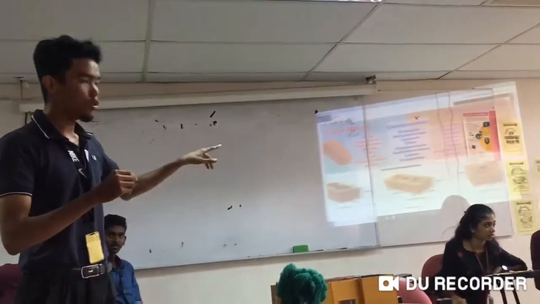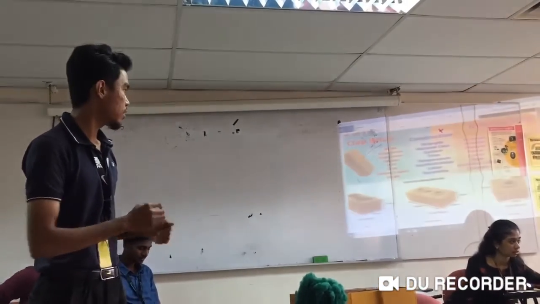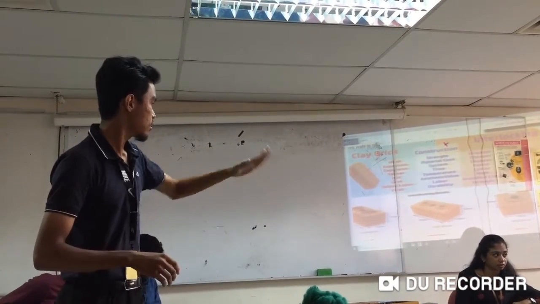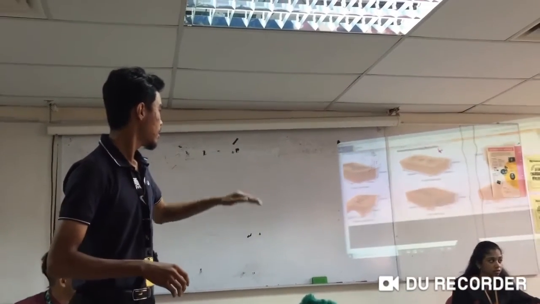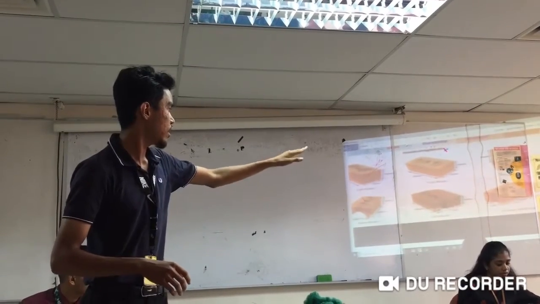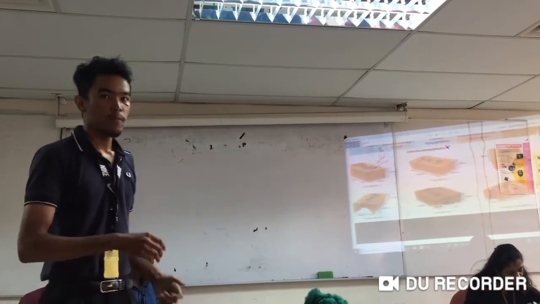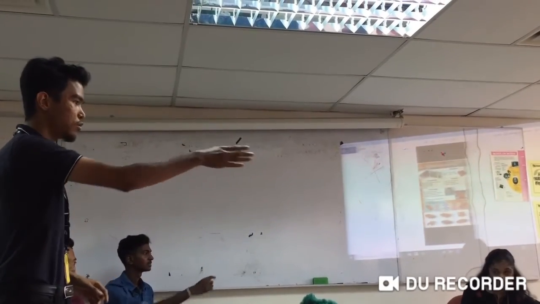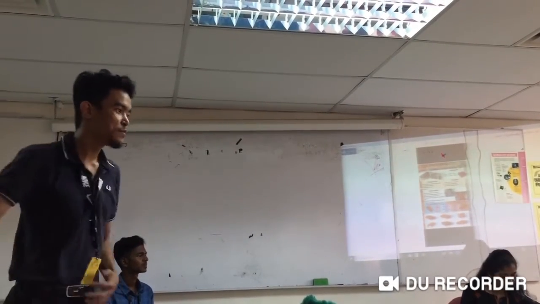Okay, and then we tell you about the types of interlocking brick. First is a full brick, wall brick, half brick, beam brick, seal brick, and the corner seal brick. Okay, that's all. And then I will pass to Aida.